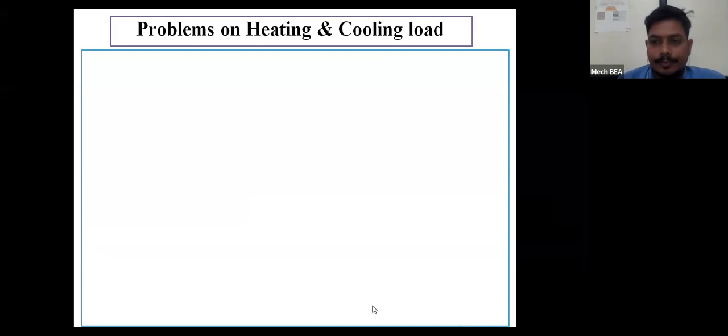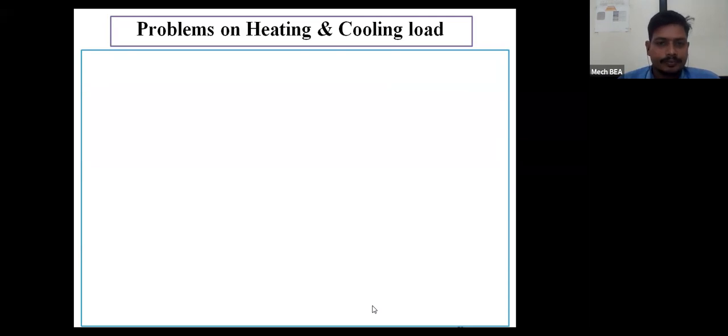In our last lecture, we have seen the working principle of the summer air conditioning system, then the winter air conditioning system, after that the year-round air conditioning system. And after seeing the classification of different air conditioning systems, we have switched to the load calculation. So, we have seen the various parameters which we have to consider while calculating the load, that may be heating load or cooling load, while designing any air conditioning system.